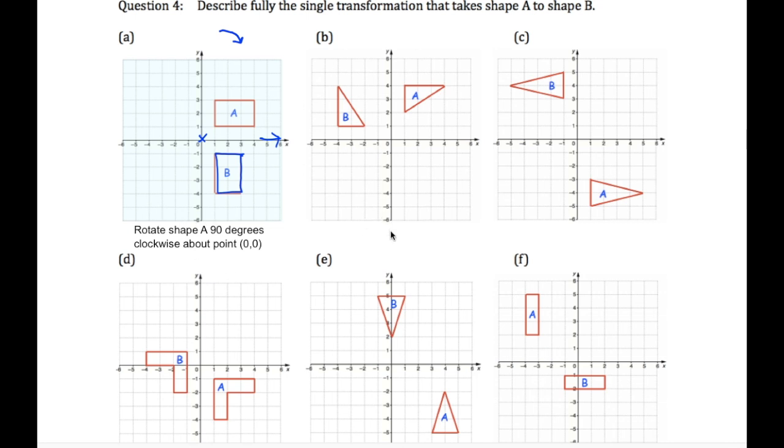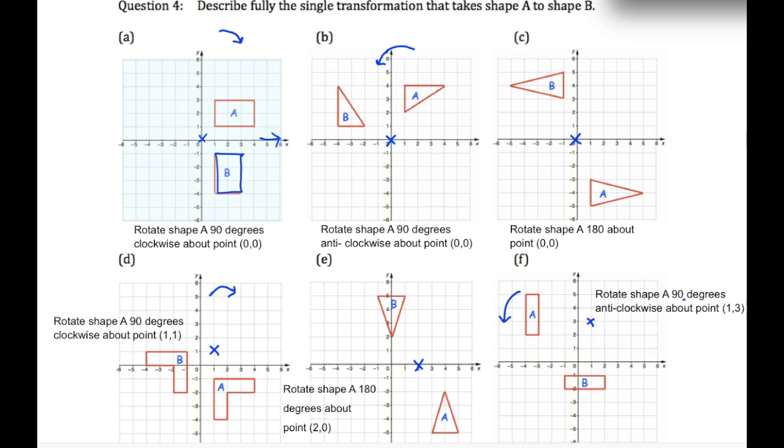So place your tracing paper over part B. Start with the origin here and see whether A traces onto B. If it doesn't, try a different point for the rotation. And if that doesn't work, try a different point for the rotation. Keep trying until you find the right point where A maps onto B. So when you're ready, just press pause, have a go, and when you want the answers, just press play. Okay, so here are the answers.